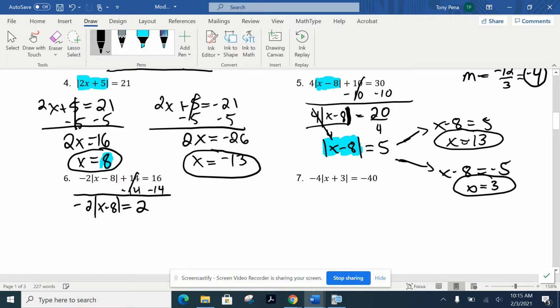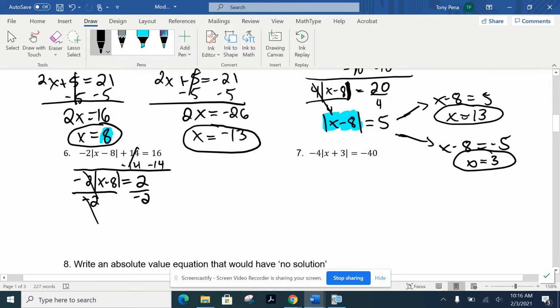So that's going to equal 2. And then I'm going to divide by the negative 2 that's out in front. So these will cancel. And then I get this absolute value of x minus 8 set equal to a negative 1.